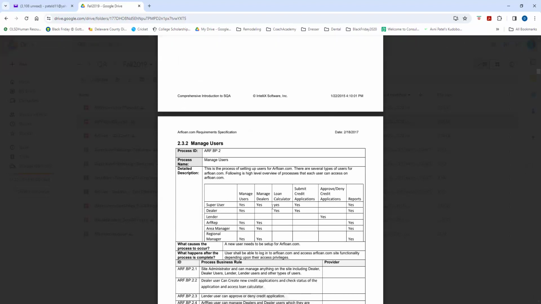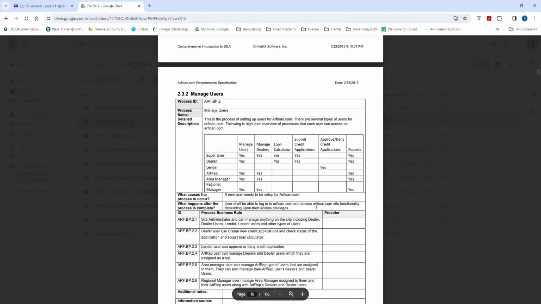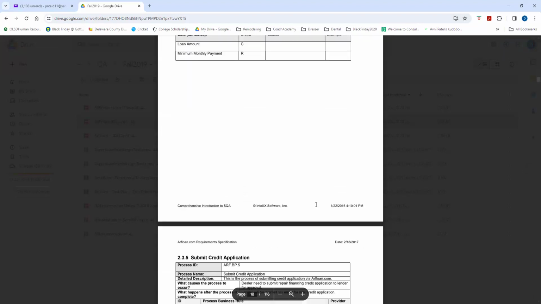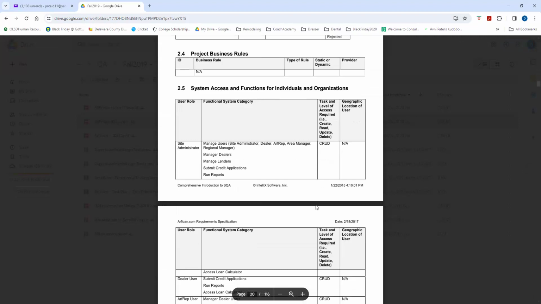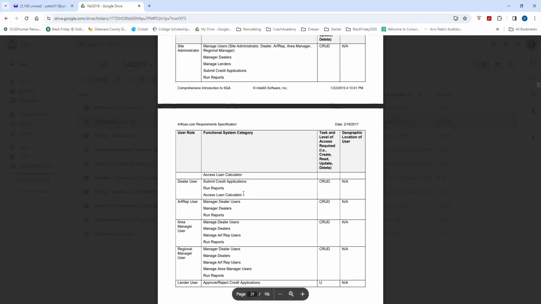The managed user gave you who can access what kind of functionality. Now, when you look into section 2.5, it talks about a similar thing. As a site administrator, what all functions can I do? As a dealer user, what are the things that I can do in the system? So this is where you look and say, it's the same information presented. Is it consistent from that section to this section? If not, you should raise the question: this is not consistent. What do you mean? Do you want to do this, or this, or both?